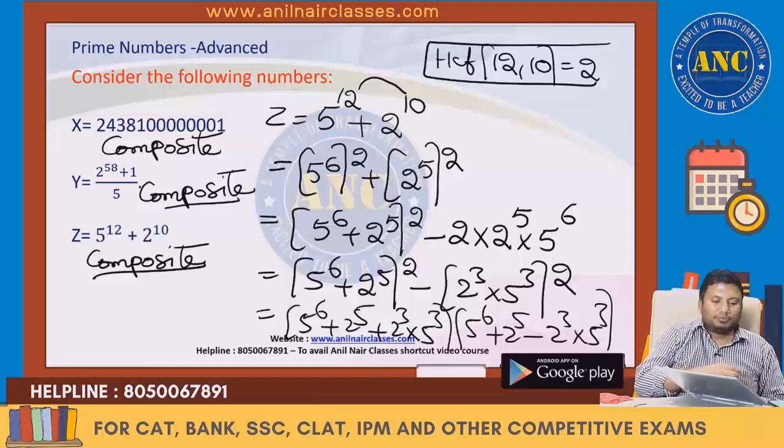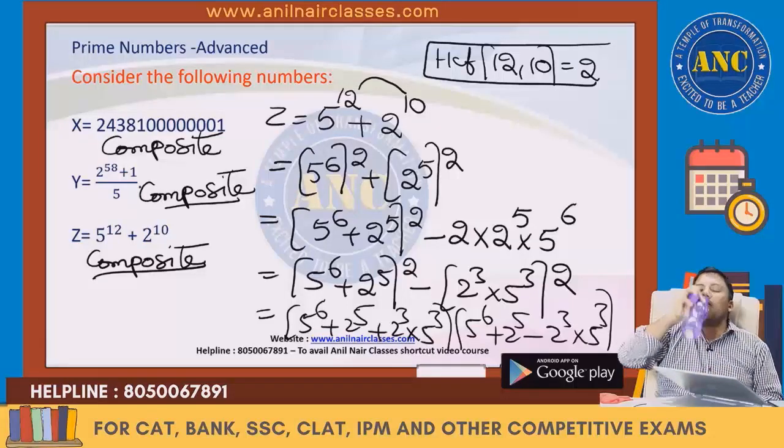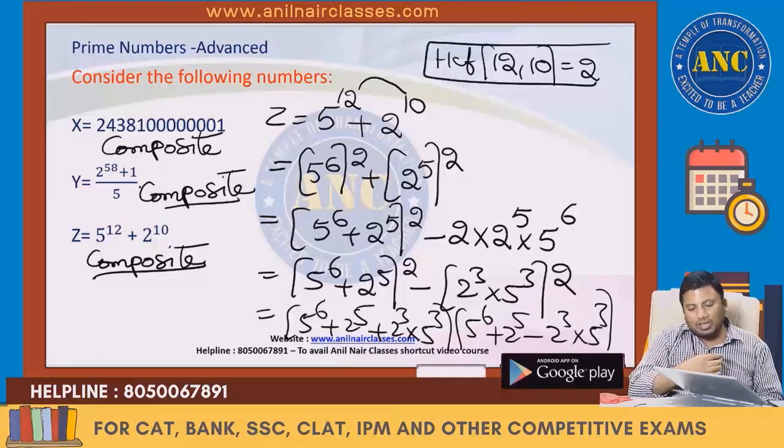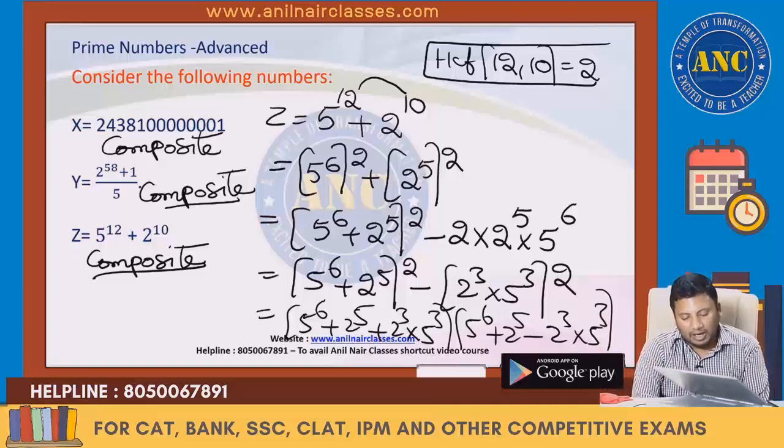The concept. 5 power 12 plus 2 power 10 is 5 power 6 whole squared plus 2 power 5 whole squared, which is a square plus b square. That equals a plus b whole square minus 2ab: 5 power 6 plus 2 power 5 whole square minus 2 cube into 5 cube whole square.